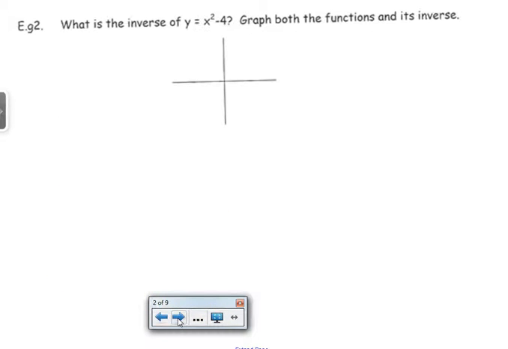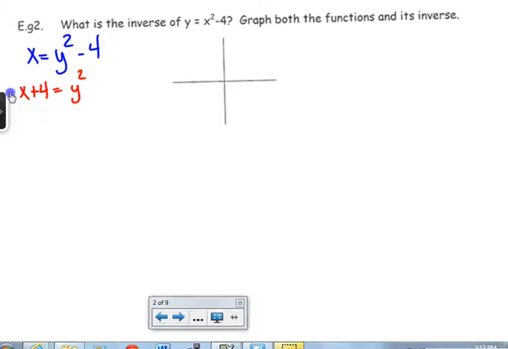So let's talk about what is the inverse of x squared minus 4. Graph both the function and the inverse. So let's start by finding the inverse algebraically. So the first thing your teacher would have you do is switch your x and y around, and then your teacher would have you solve for y. Now what happens here, guys, when you square root? Oy. Square root of x plus 4.